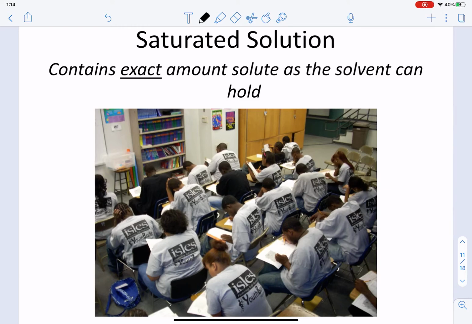A saturated solution contains the exact amount of solute as a solvent can hold. So, again, 28 desks, we have 28 students. Every available space is being taken up and used by the solute, which in this case is the students. There's no more room to add more solute in this solution.